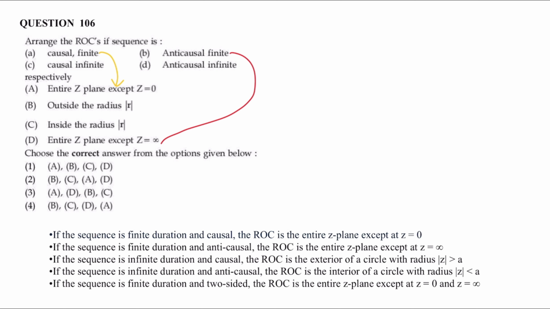For a causal and infinite sequence, the ROC is outside of the radius R. For an anti-causal and infinite sequence, the ROC is inside the radius R. Correct option is 3.